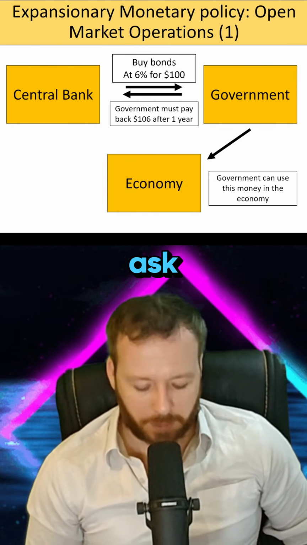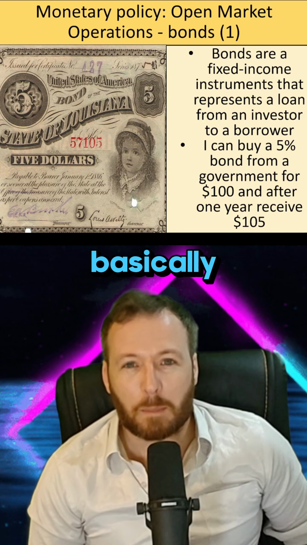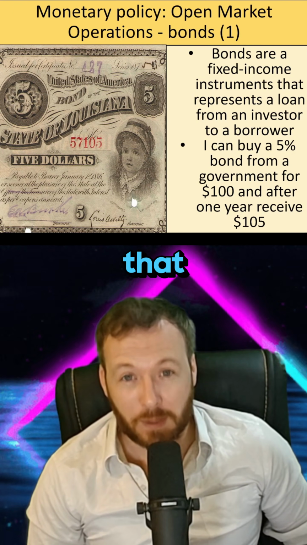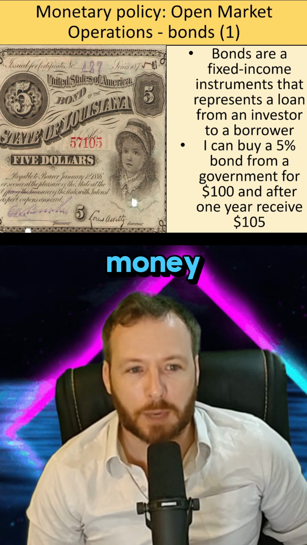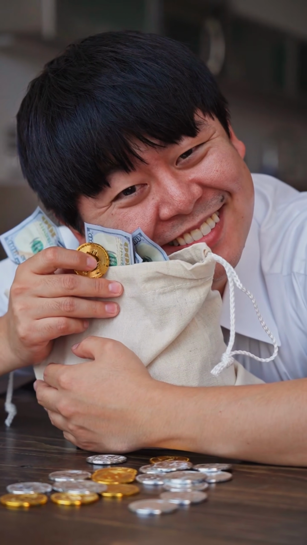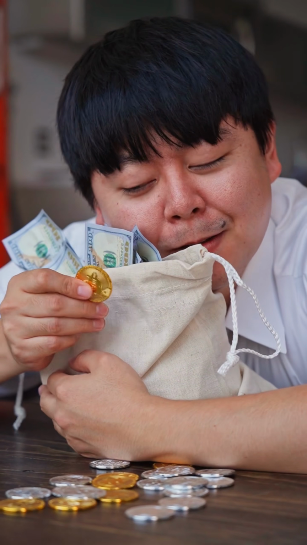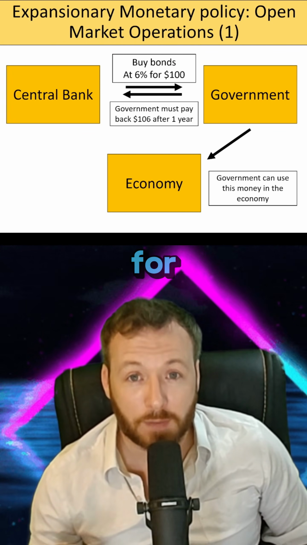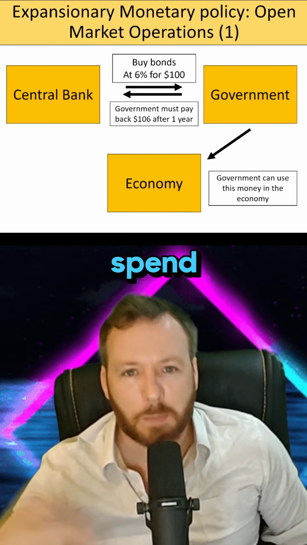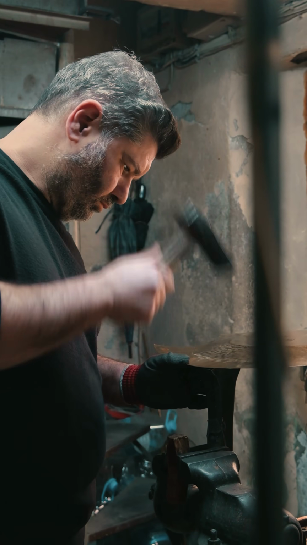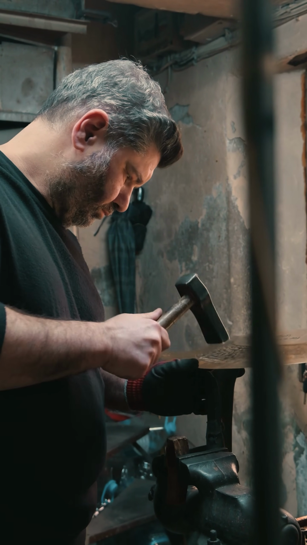What are bonds, you ask? Well, let me tell you. Bonds are basically a little bit of paper that says, I owe you this amount of money. Anyway, so now the central bank has basically given the government a loan. Lucky government. They can now use this money for fiscal policy, which means they can spend more in the country and create jobs and fix roads and whatnot. This generally boosts the economy.